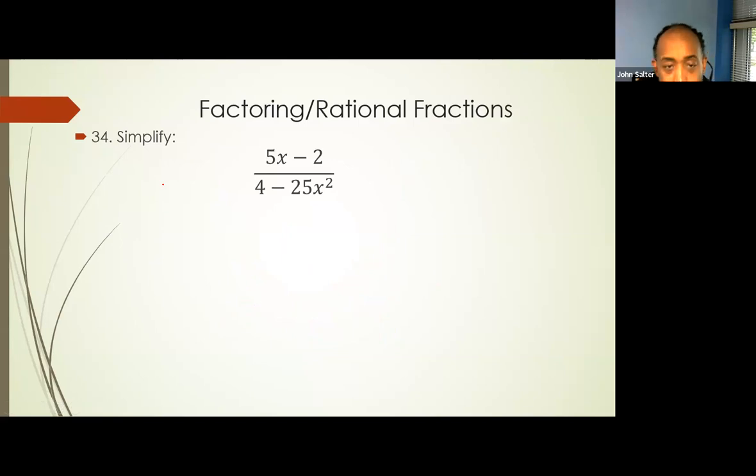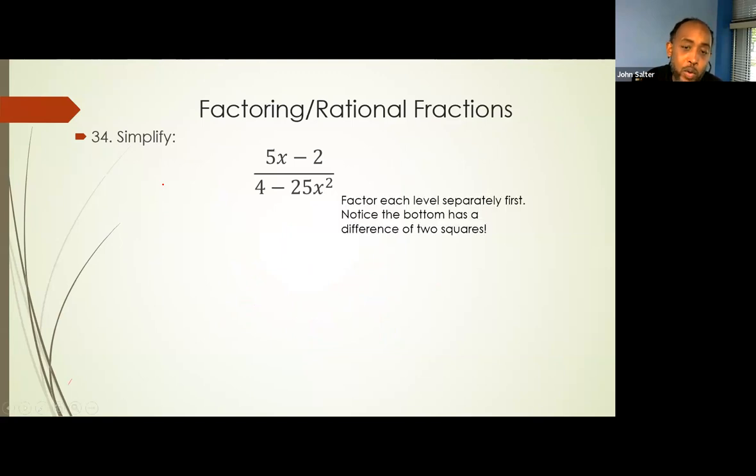All right, simplify. 5x minus 2 over 4 minus 25x squared. Factoring will help. I can't do it on the top, but I could do it on the bottom. That's a difference of squares again.